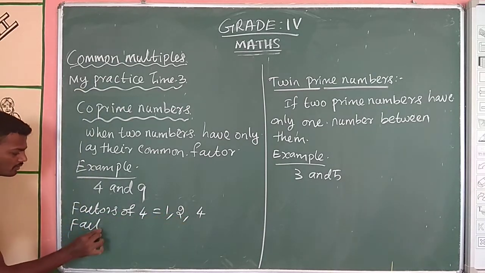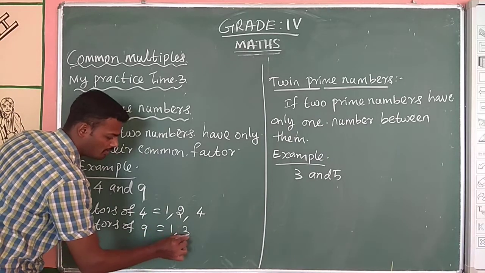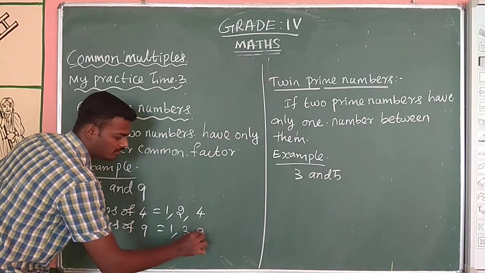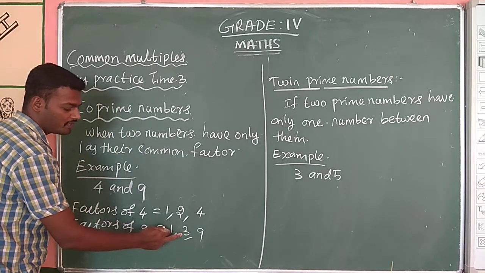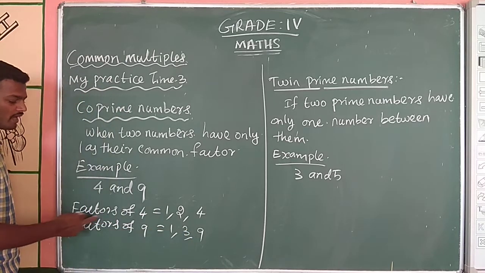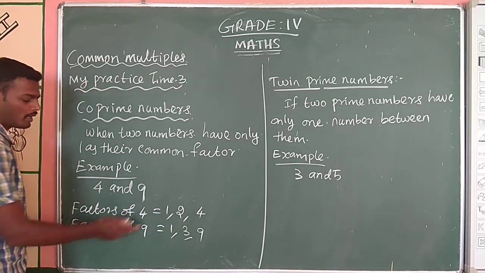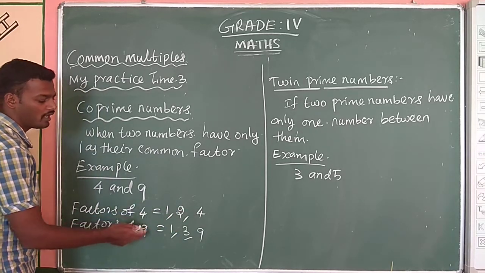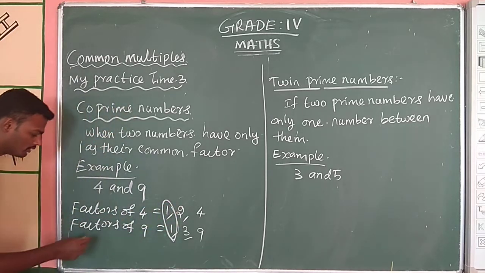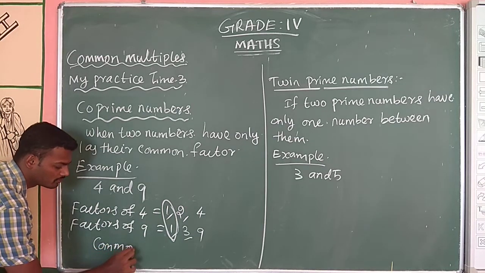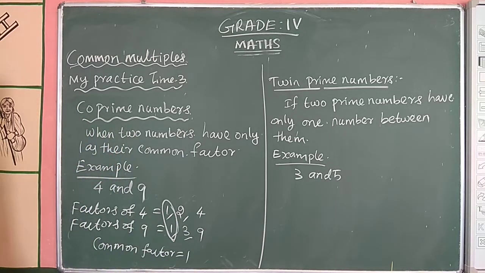Factors of 9 are 1, 3 and 9, from the first table, third table and ninth table. Comparing the factors of 4 and 9, we have a common factor of 1. So the common factor is equal to 1.